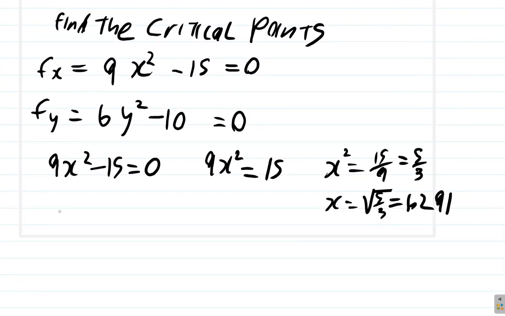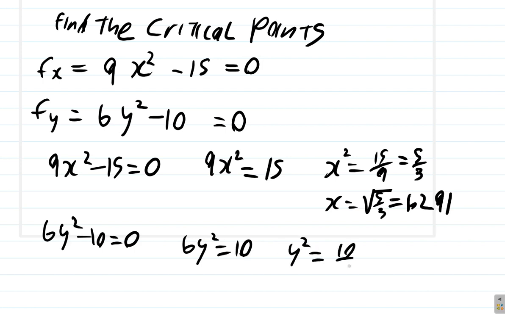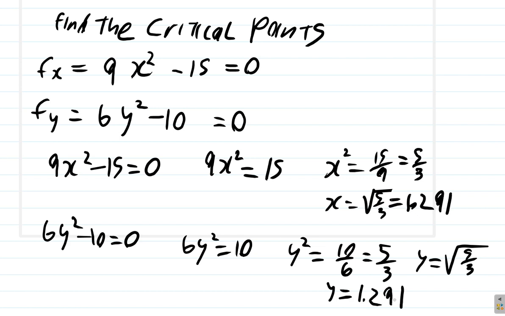Now what about y? As for the y, 6y squared minus 10 is equal to 0, which means that 6y squared is equal to 10, which means that y squared is equal to 10 over 6, which is 5 thirds. So y is the square root of 5 thirds. In this case, we have the same thing, the square root of 5 over 3. So y is equal to 1.291 as well.